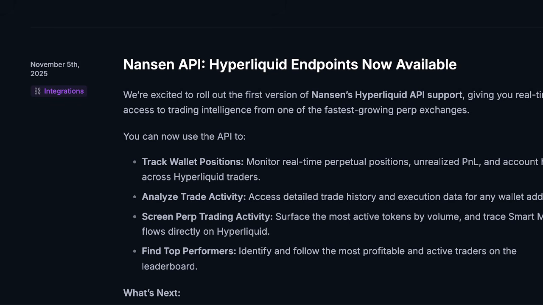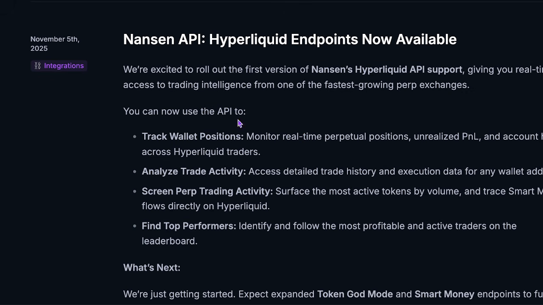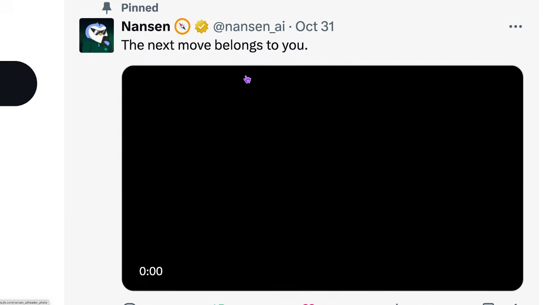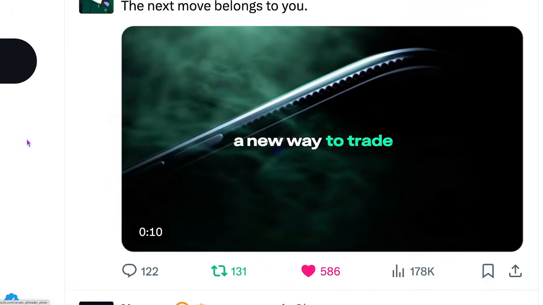In the meantime, I'm also going to talk about some of these massive integrations that Nansen has with Claude, Anthropic's Claude AI, which is now fully integrated into Nansen, as well as the integration of Hyperliquid API endpoints. This is huge stuff. But let's start off with this tweet. So the next big move belongs to you. And what this is basically is a teaser, a new way to trade.